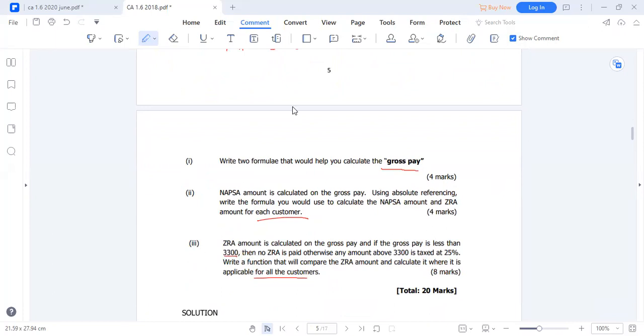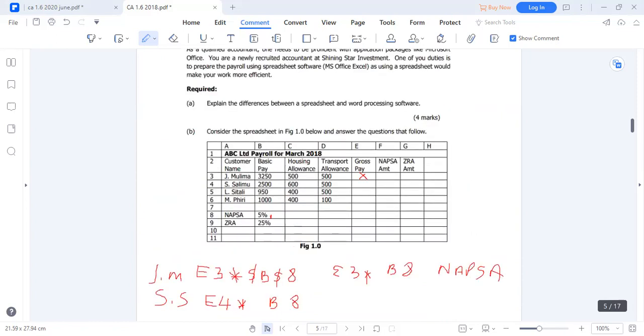More than 3,300. So now this one is a little bit complicated. That's why it has more marks. Ideally, you're supposed to calculate what? 25% of the gross pay. Without that condition, you're simply supposed to say that A is E3 times B9, E4 times B9 directly, but there's a condition that the amount must be more than what? 3,300. So if there's a condition, this is what you type in the condition.